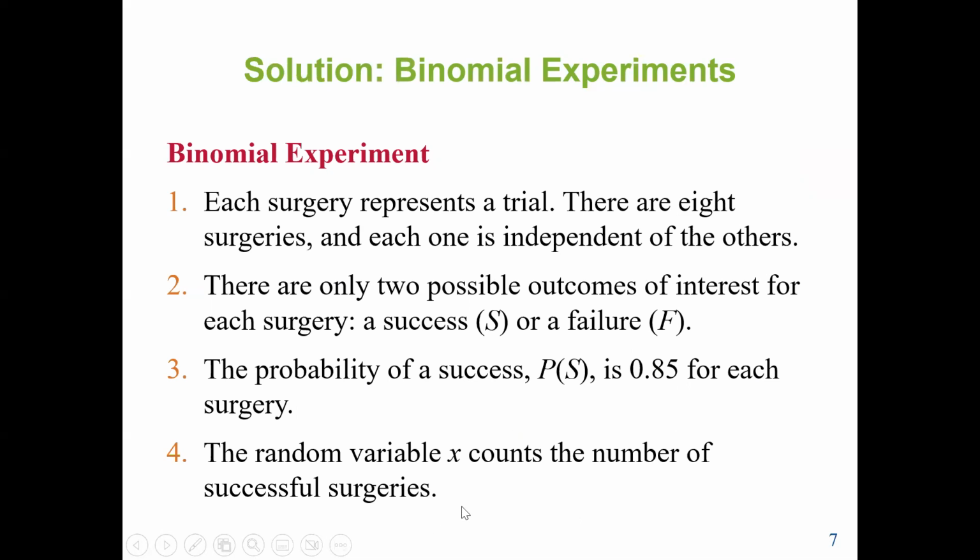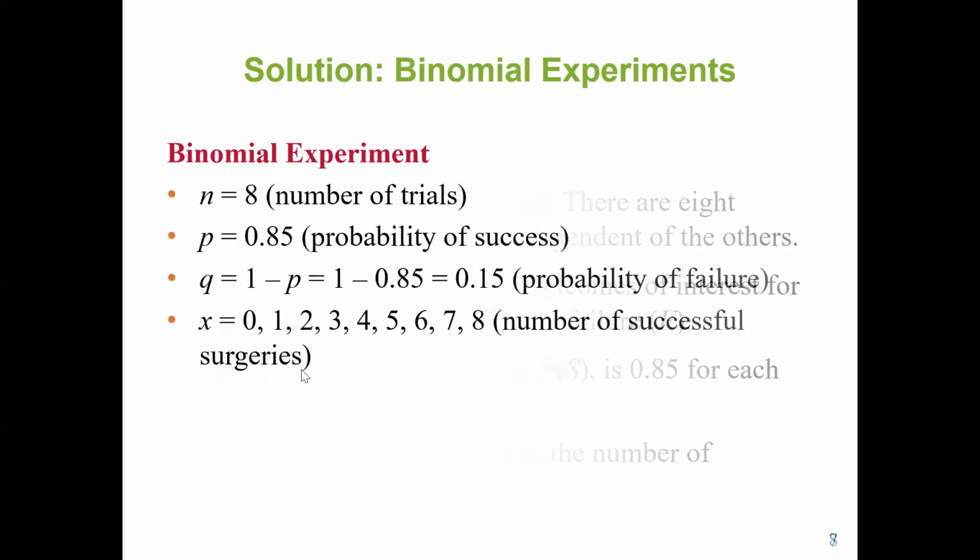Now the random variable x will count the numbers from 0 to 8, which is how many successful surgeries we have. So again, that's the result: n equals 8, because that's the number of tries, the number of surgeries. p is 0.85, which was given to us. That would be the probability of success. So q, the probability of failure, will be 1 minus p, which gives us 1 minus 0.85, which will give us 0.15. Then, as we said, x can be somewhere between 0 and 8.